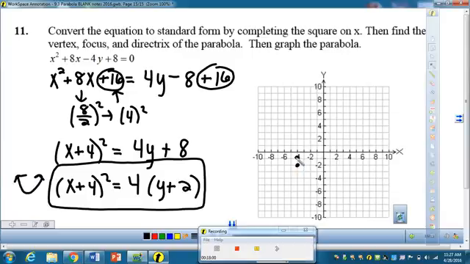So our focus is going to be 1 space up. Our directrix is 1 space down. And the focal width is the absolute value of 4p. So the absolute value of 4 is 4. From our focus, you're going to go 2 spaces to the right, 2 spaces to the left, and connect our points. And we can label the equation for our directrix, y equals negative 3. And the ordered pair for our focus is going to be negative 4 comma negative 1.